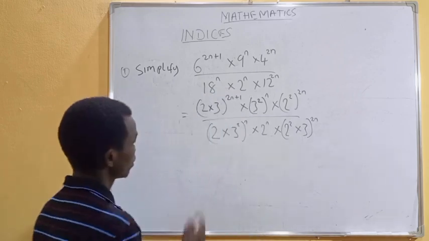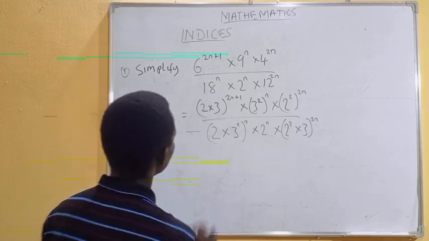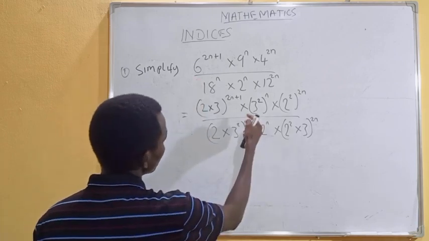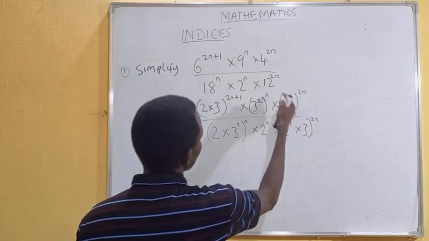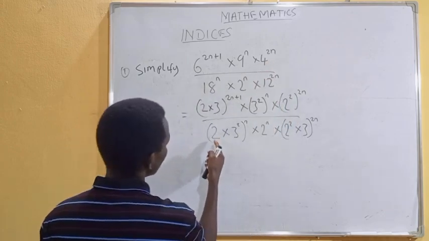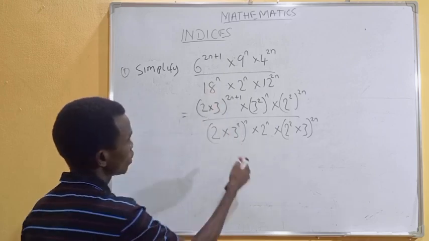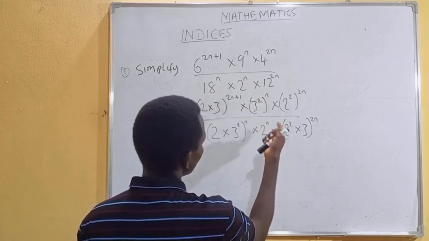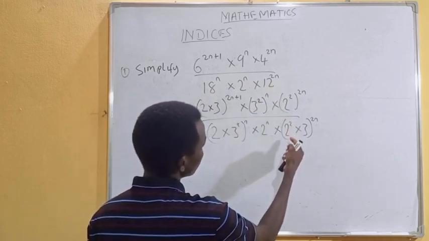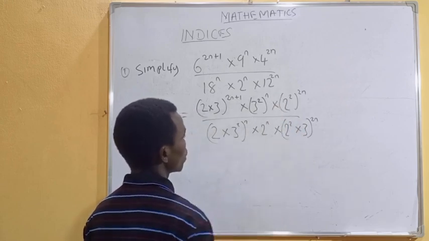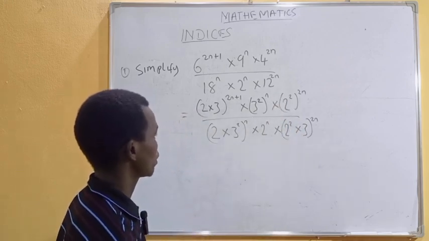Because from here now, 2 times 3 will give you 6. 3 square will give you 9. 2 square will give you 4. 2 times 3 square, which is 9, will give you 18. 2n is the same thing. Then 2 square, which is 4, times 3, will give you 12. This is a way of simplifying it.